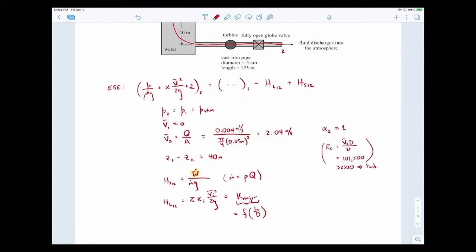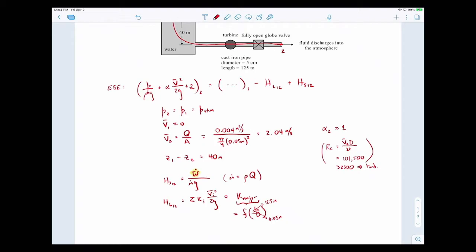So what would be the length that I use? 125. Let's give it up there that the length of the cast iron pipe is 125 meters. And then the diameter we already know is 0.05 meters. It's 5 centimeters. We'll come back to the friction factor in a moment. Actually, you know what? Let's do the friction factor now instead.